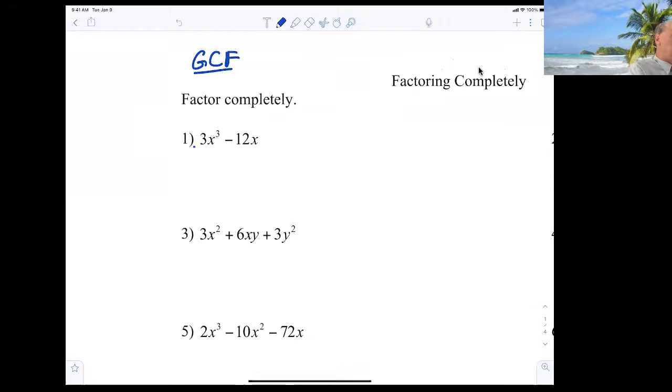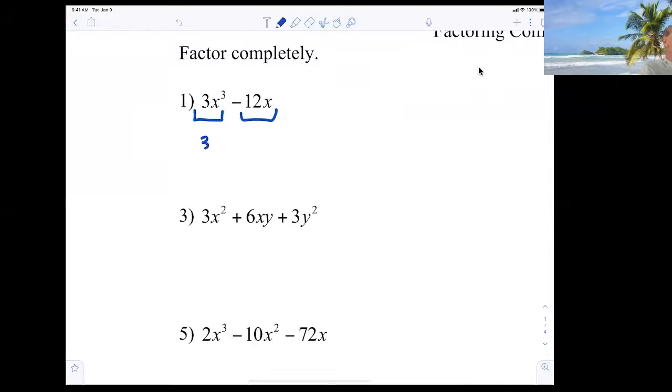Someone who's thinking, tell me what's common in these two terms. Say it. 3x. Thank you for that. So I want everybody to write down 3x, open parentheses, and what's left behind? X squared minus 4. Now, everybody in here should be able to say, well, x squared minus 4 now can just factor. That's what I'm saying.